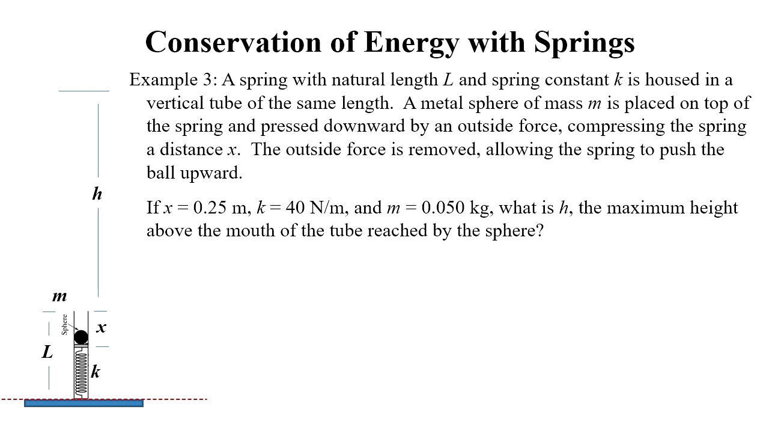A spring with a natural length of L and a spring constant K is housed in a vertical tube. The tube is the same length L. We've got a metal sphere of mass M placed on top of the spring, pushed down by some outside force, compressing the spring a distance x. When the force is removed, the spring is able to push the ball upward, and up it goes into the air, we presume. There's some values provided. The actual question is, what is h, the maximum height above the mouth of the tube reached by the sphere? You could stop and try this one yourself, or continue to the next slide and we'll talk through it together.